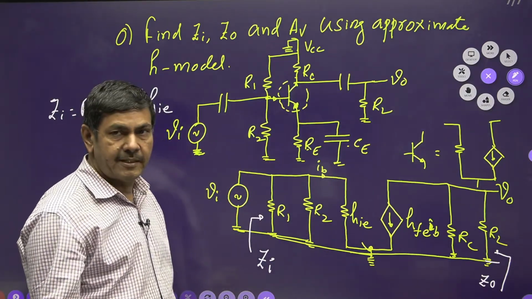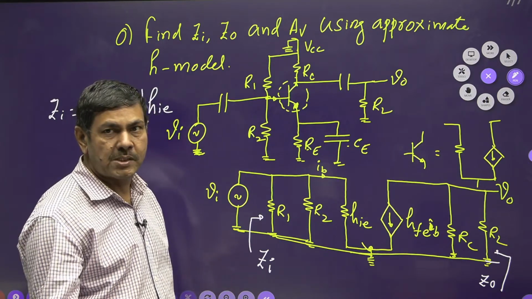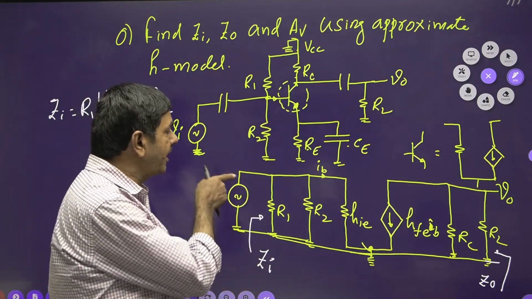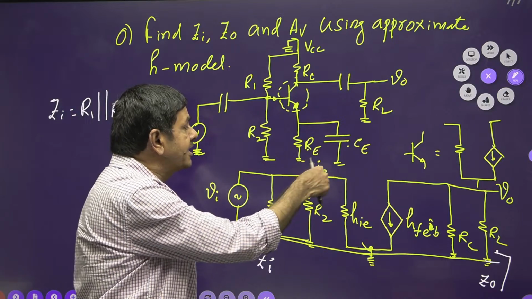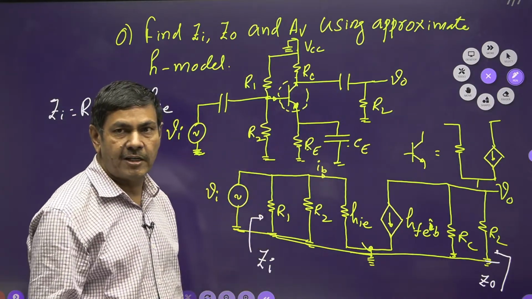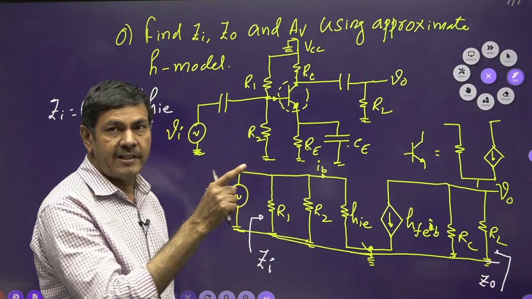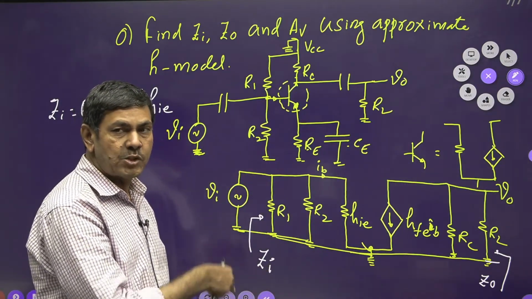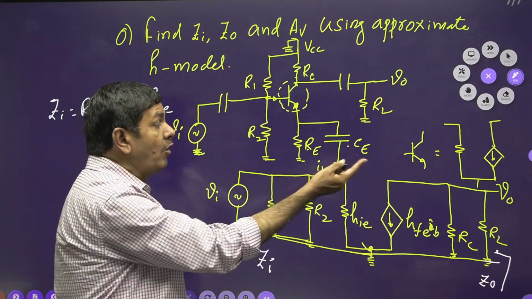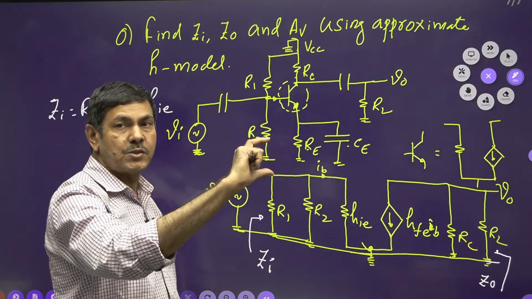We cannot find any current because we don't have any voltage source at the input level. We cannot find any current in this network. At that time, the base current is going to become 0. But as per the condition, to find the output impedance, the input voltage source is to be shorted and the output terminals must be connected with a voltage source.